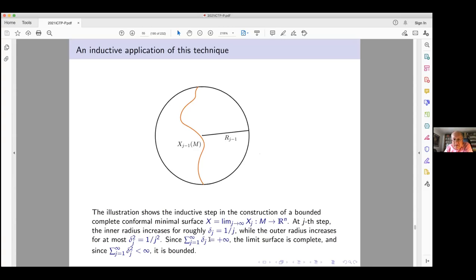Because the series diverges, but the squares converge, you'll get a surface which is complete but bounded. This is just an example, 1/j. You can pick any such sequence.